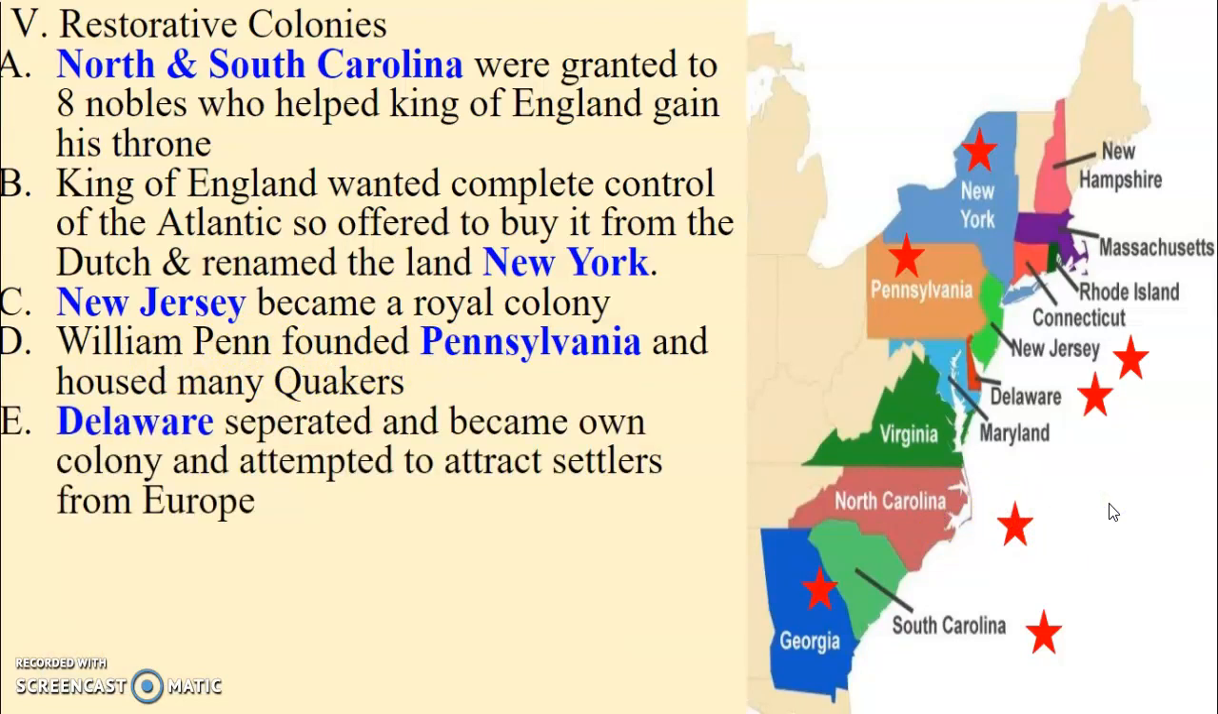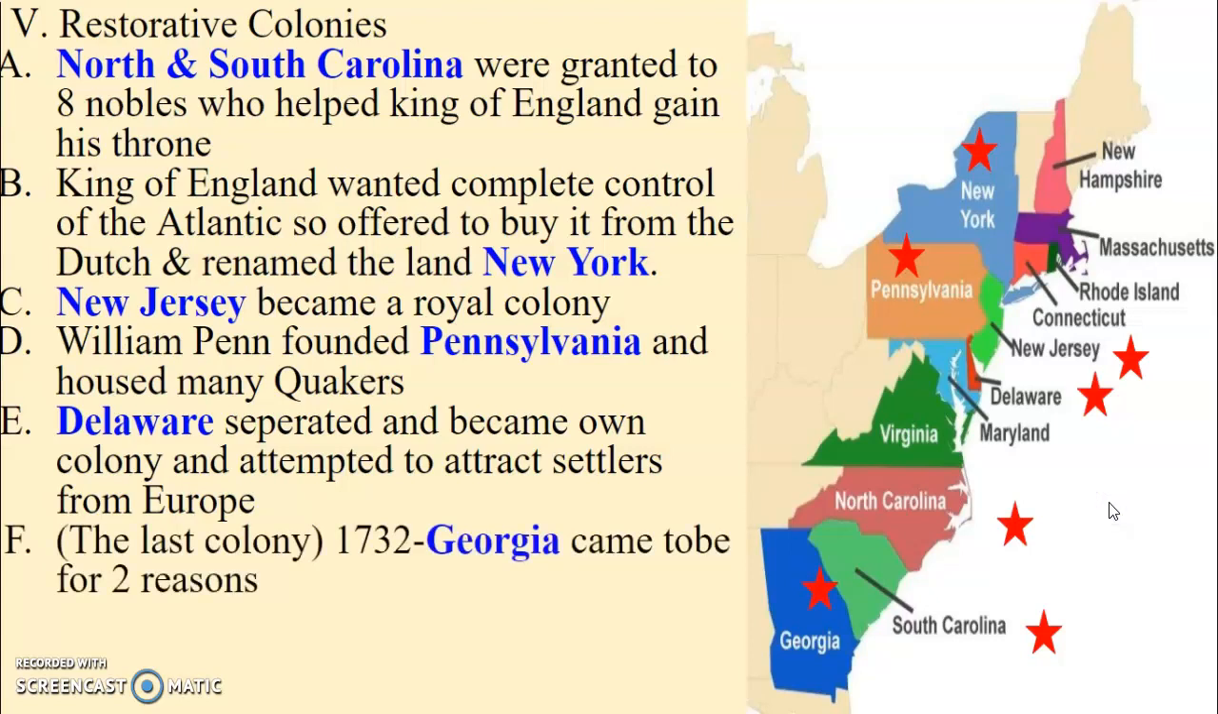Delaware, right below Pennsylvania, was separated from Pennsylvania and became its own colony. It attempted to attract settlers from Europe. So remember, all these colonies are trying to get people from Europe to come over. They're trying to promote themselves and sell themselves, because the more people that are here, the more successful the colony is. And the last colony was in 1732.